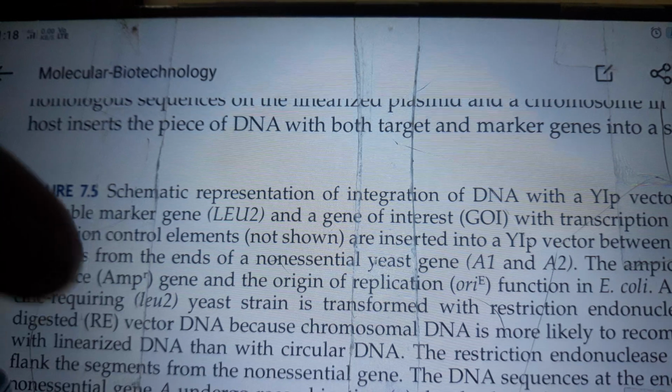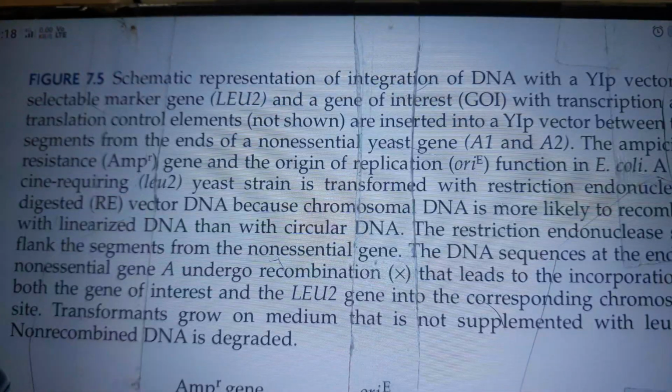figure 7.5 is a schematic representation of integration of DNA with a YIp vector. A selectable marker gene and the gene of interest, GOI, with transcription and translation control elements not shown, are inserted into a YIp vector between two segments from the ends of a non-essential yeast gene.